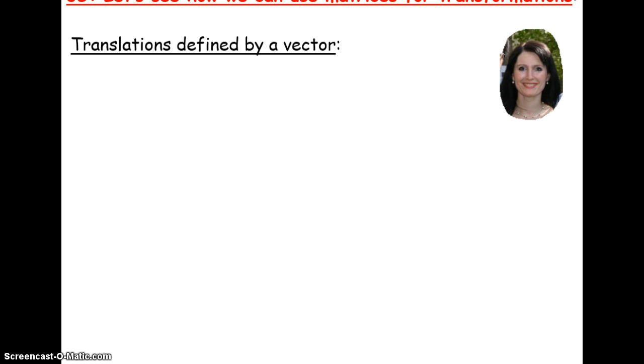Let's move on from there and let's talk about translations defined by a vector. This is a little bit more tricky, but all it means is that when we go left or right or up or down on the x or y axes, it means that our x image will be the x value plus some value, which we're going to call a. So it's going to be either plus a positive number, meaning we go in the positive direction of the x-axis, or it could be a negative value, meaning we go in the negative direction of the x-axis. Our y image is going to be the original y value plus some other value, which takes us either up or down.